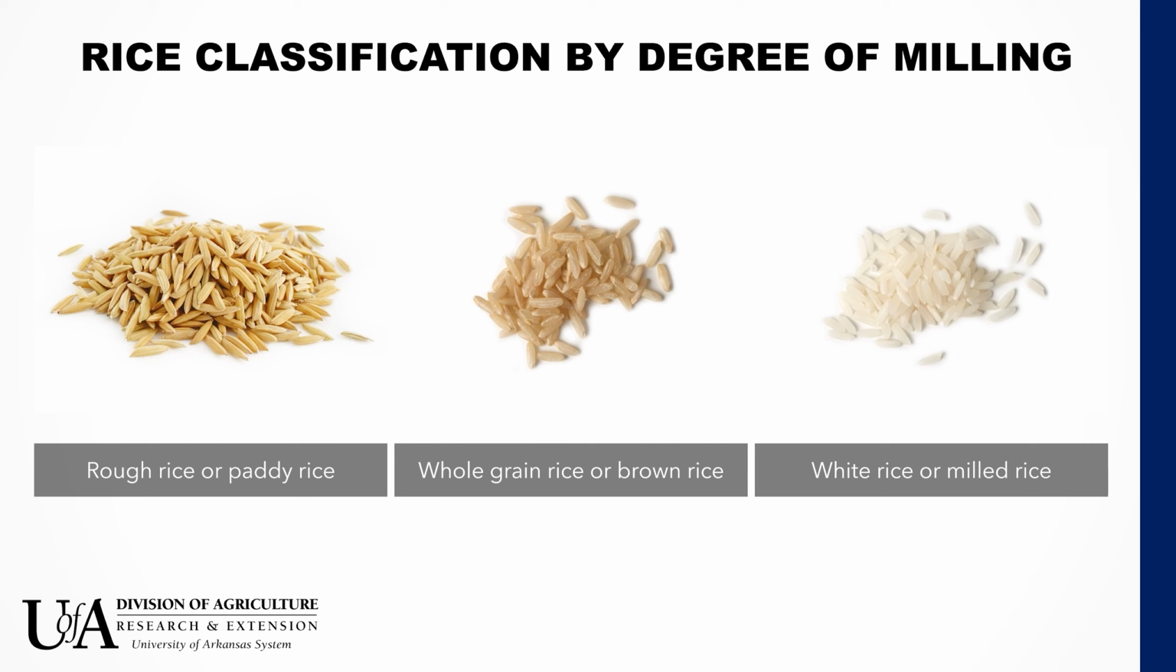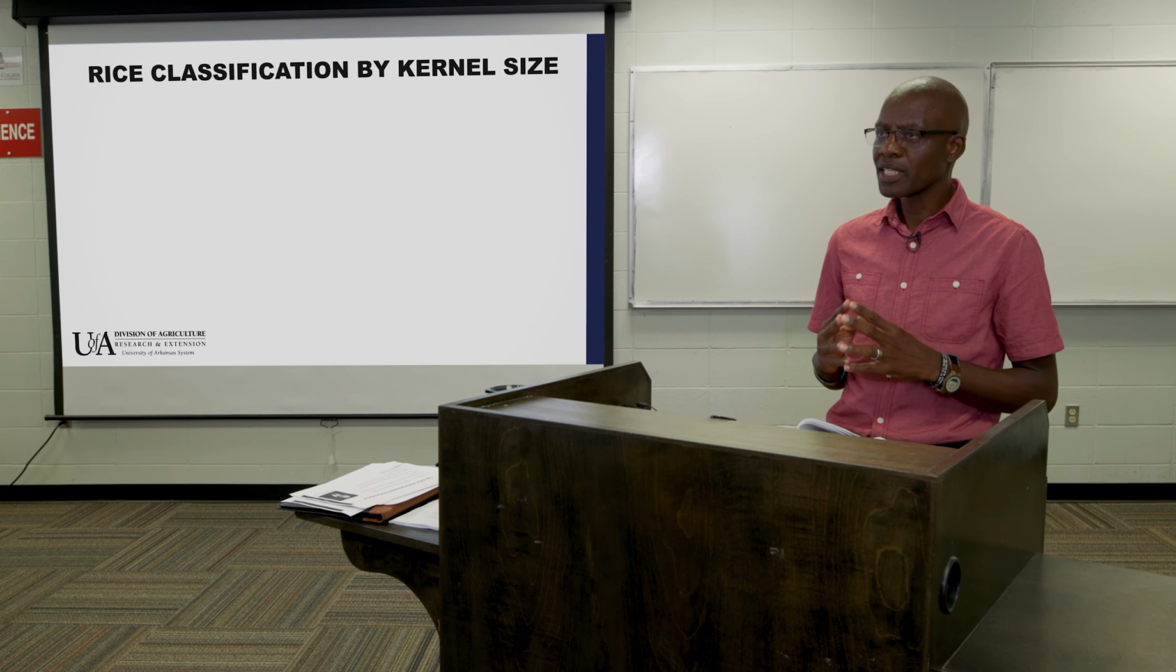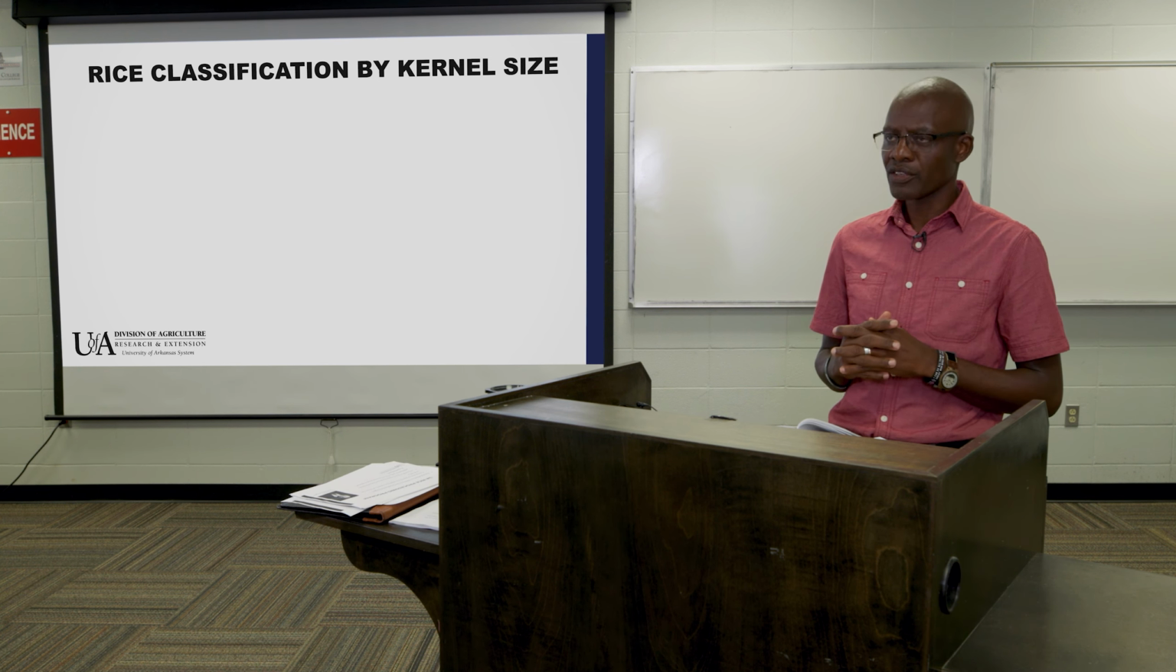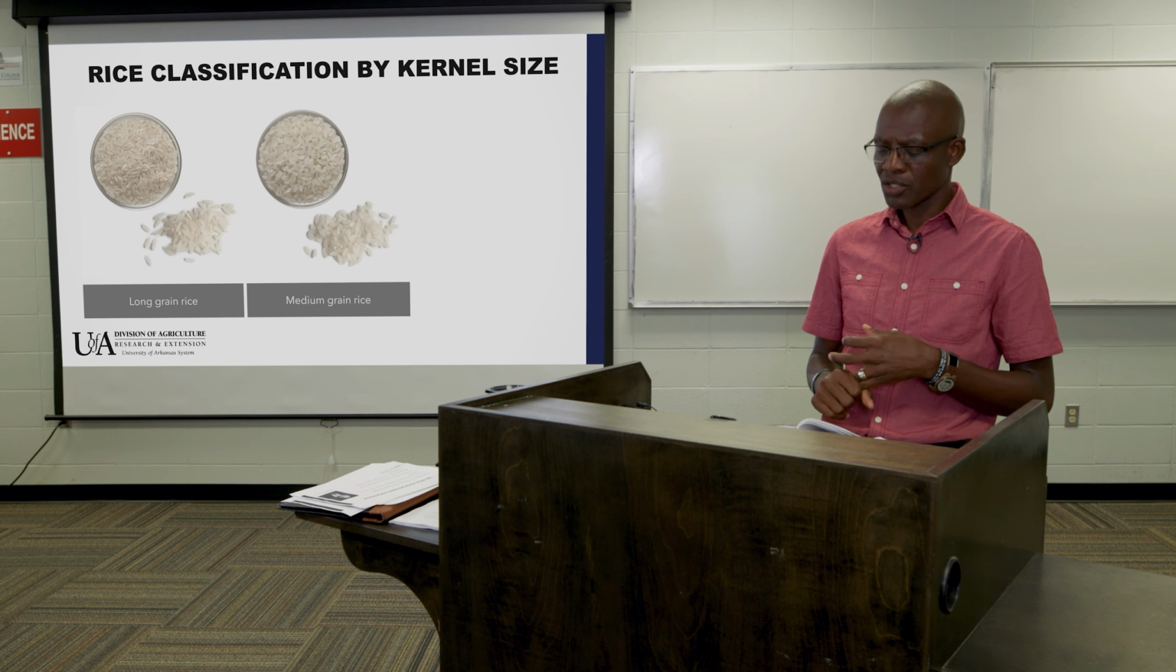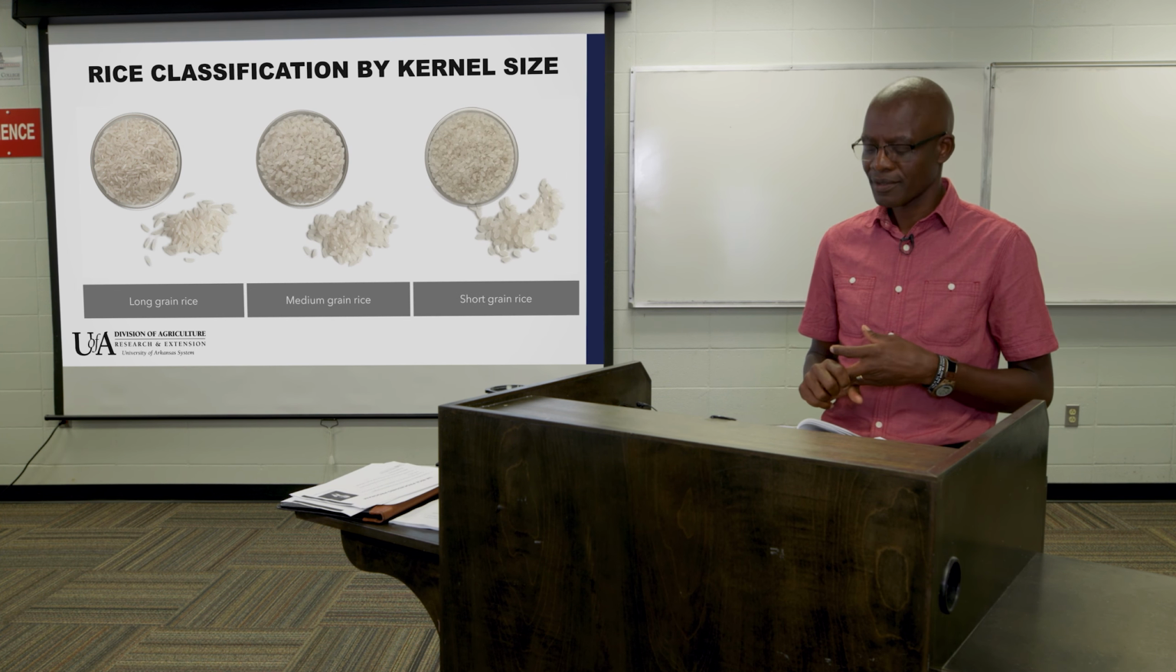I want to continue describing rice, but in this case, classifying them based on the kernel size. We have 3 major classifications in this category. We have the long grain rice, we have the medium grain rice, and then we have the short grain rice.